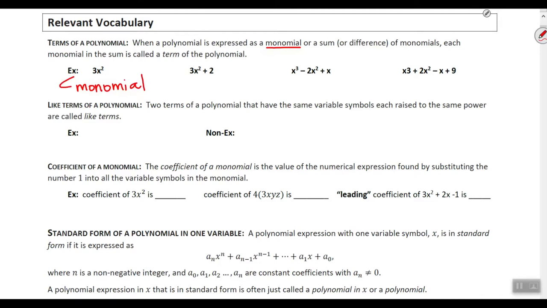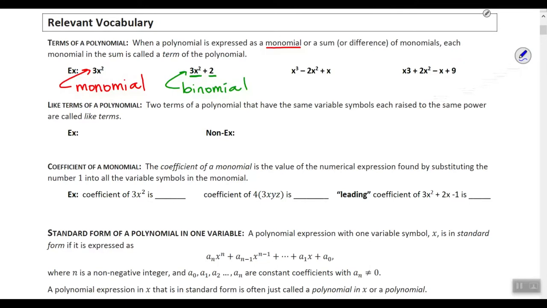That's pretty simple. Right here we have two terms. We have 3x squared and we have 2. So terms are separated by addition or subtraction. There are two terms in this polynomial, so this is called a binomial. Bi meaning two, nomial meaning name, I think.